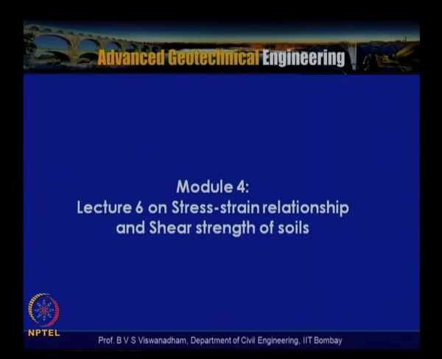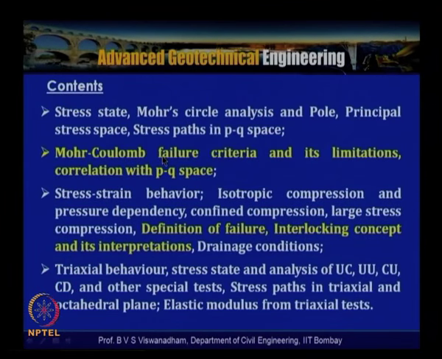So we are in module 4 and lecture 6 on stress strain relationship and shear strength of soils. In the previous lecture we introduced the Mohr Coulomb criterion and also the PQ space. In this lecture, we'll discuss more about the Mohr Coulomb failure criterion, its interpretation and its correlation with the PQ space. Further, we will concentrate on the definition of failure and the interlocking concept and its interpretations, particularly as far as friction is concerned.